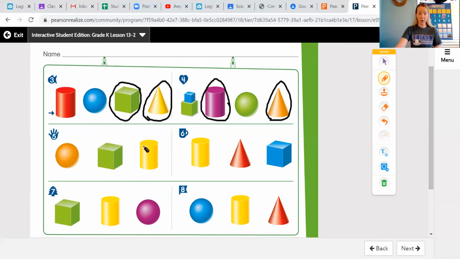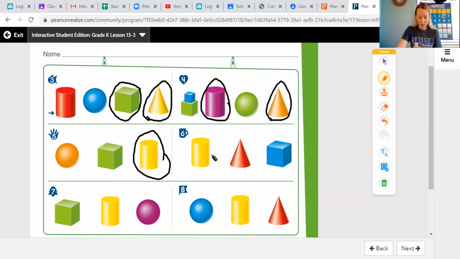Let's look at the cylinder here. Can a cylinder roll? Yes, because it has round or curved edges. Can a cylinder also stack? Yes, because it has flat edges. So this is the one we're looking for. The cylinder can roll and stack.